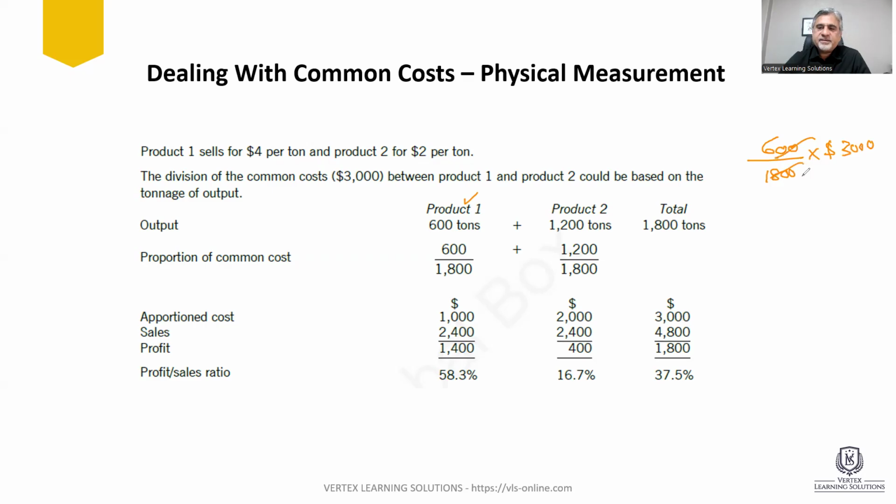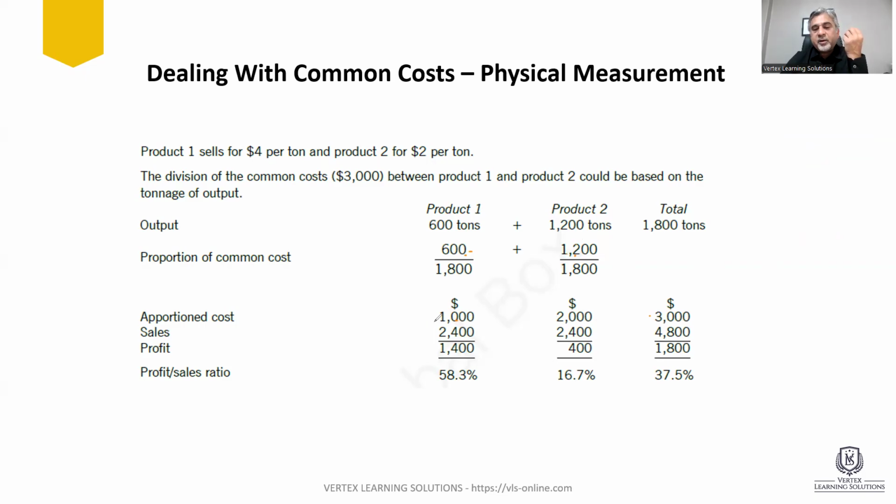So you divide this, it becomes 1,000. You said apportion cost comes here as 1,000. Product 2 is 1,200. So you say 1,200 divided by the total, which is 1,800 for 2 products, into $3,000. And when you calculate, it becomes 2,000. So your apportioned cost of $3,000 is split as 1,000 and 2,000 because the volume is double here.